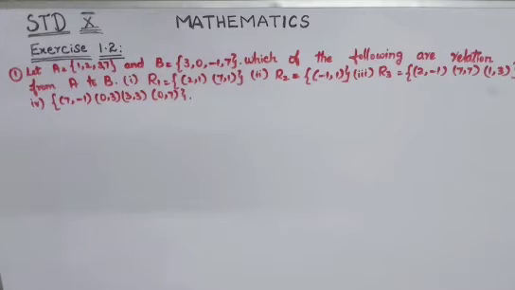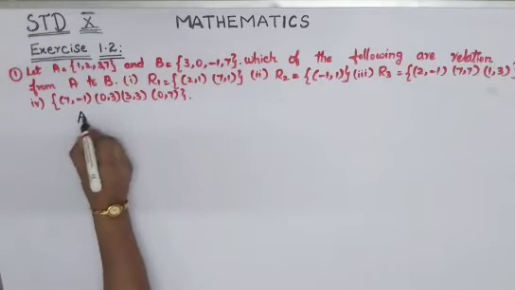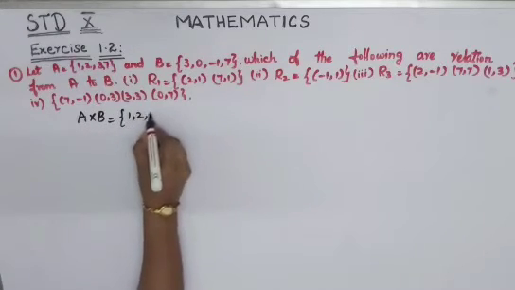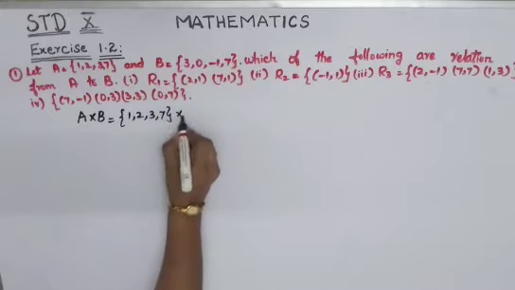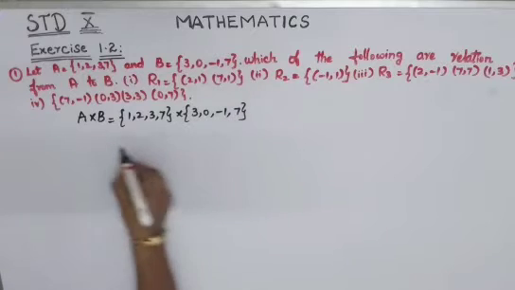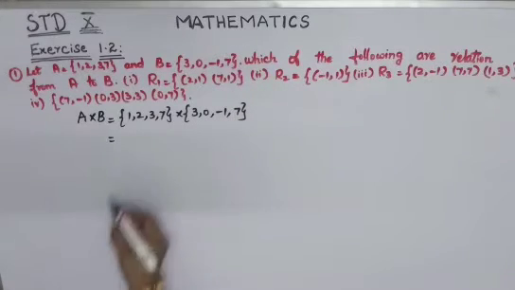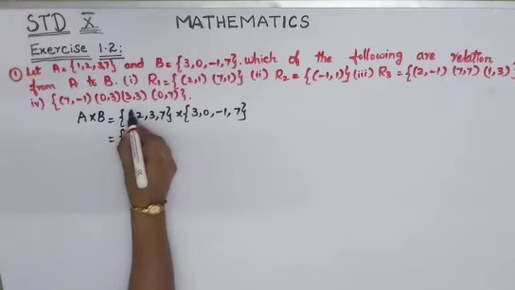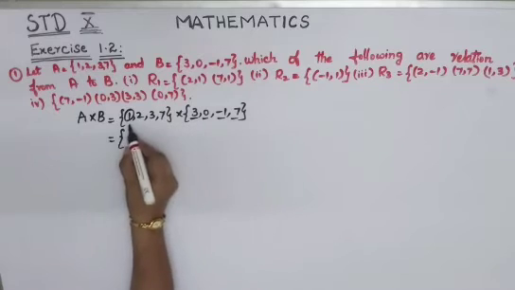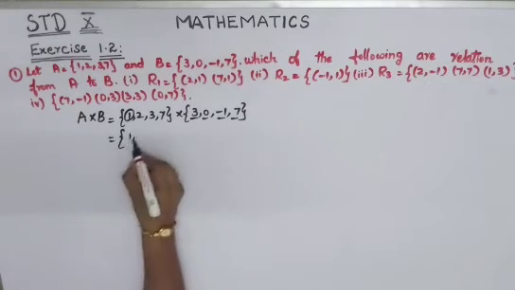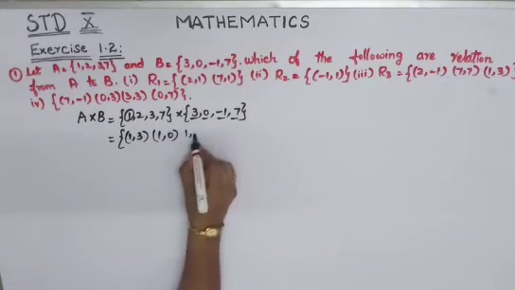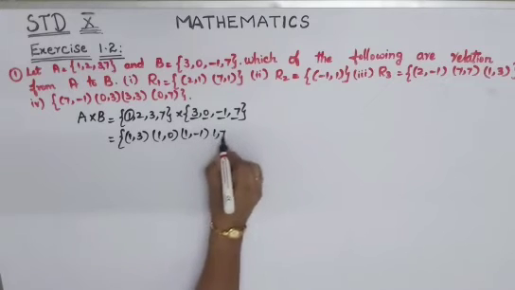Before going to R1, we will find A cross B. So A cross B is equal to, write your A, it is {1, 2, 3, 7} cross B, which is {3, 0, -1, 7}. You will have to write your ordered pairs, open your set bracket. Your element in A has to be joined with these four elements. So the first element will join with these, so you will have (1, 3), (1, 0), (1, -1), (1, 7).